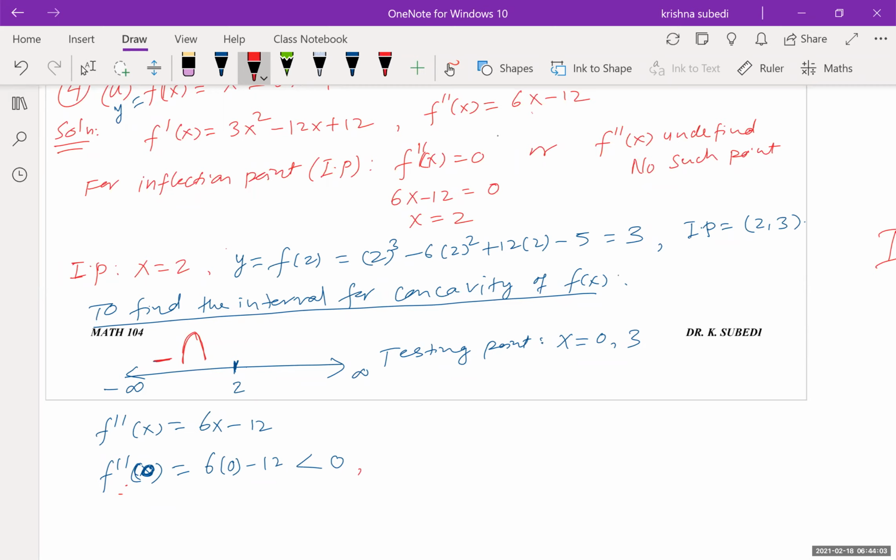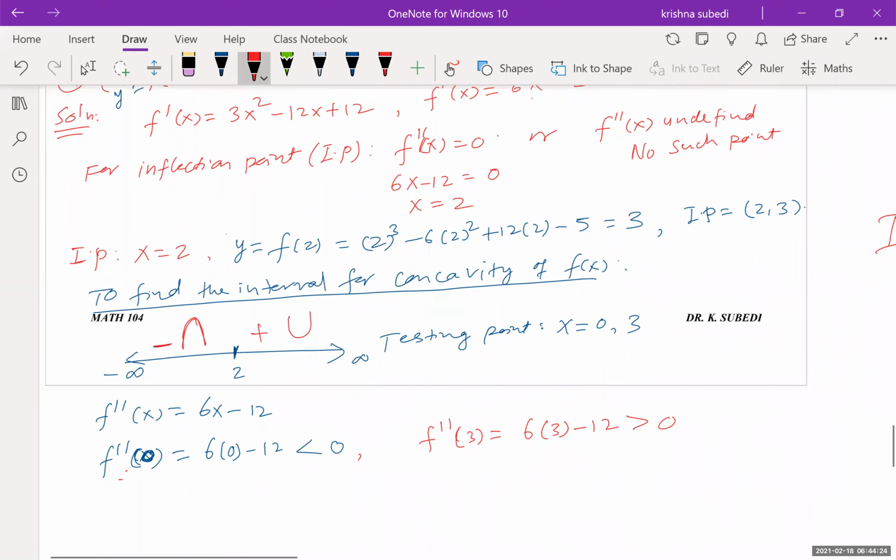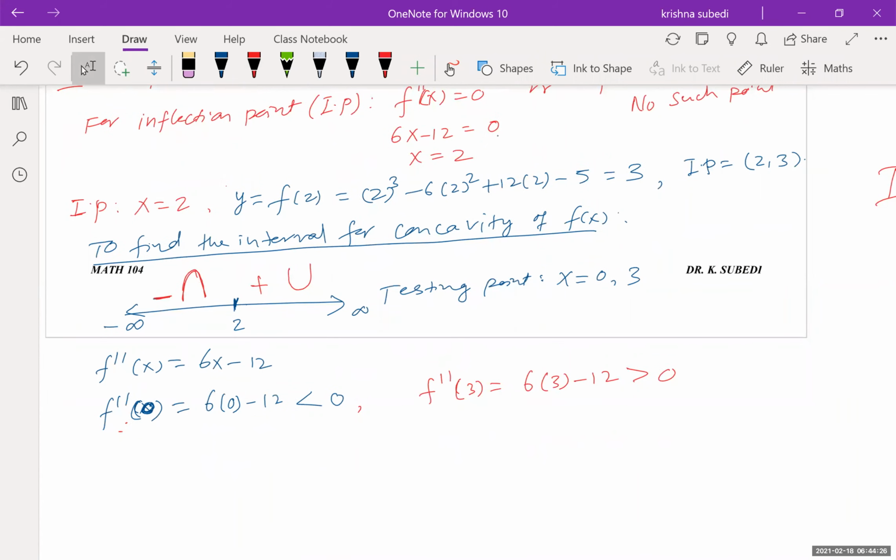And then your second derivative, when x equals to 3, what happens? When x equals to 3, this is going to be 6 times 3 minus 12, which is positive. So this side, it is positive. So the shape of the graph is like, concave up. So we already got all the answers here.